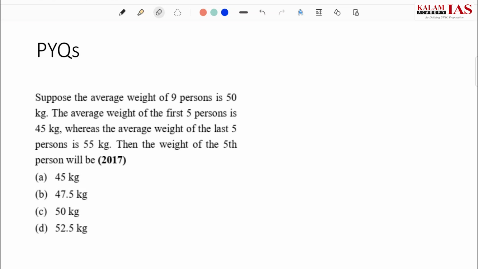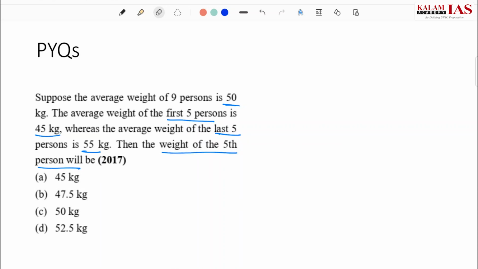I hope everyone has read the question. It says the average weight of 9 people is 50 kg, and the average weight of the first 5 is 45, the average weight of the last 5 is 55. Then what is the weight of the 5th person?